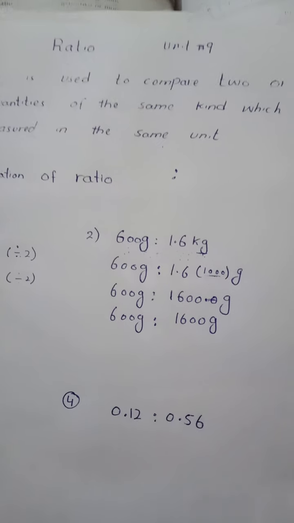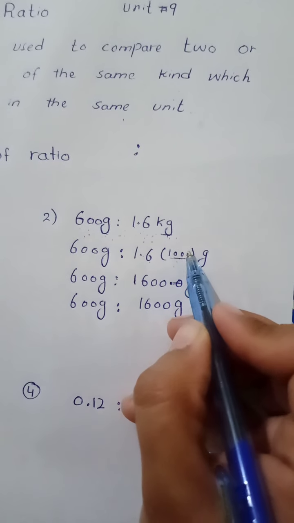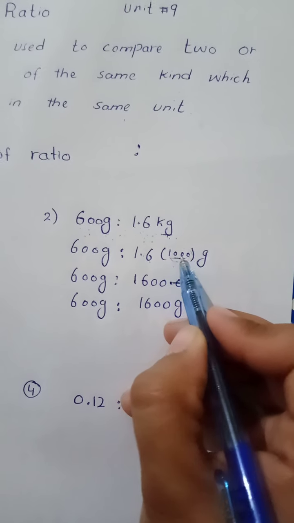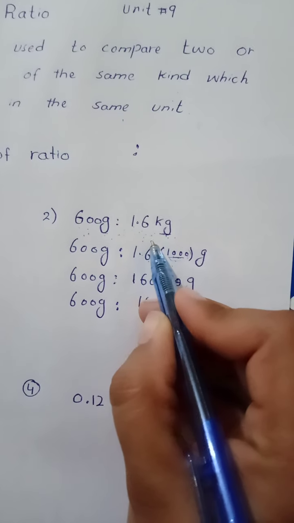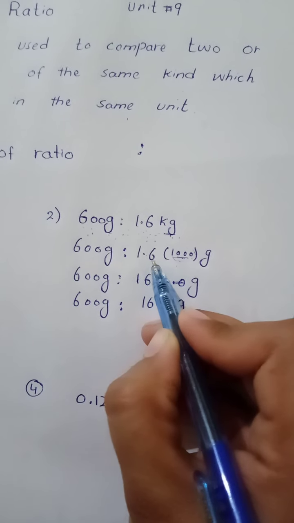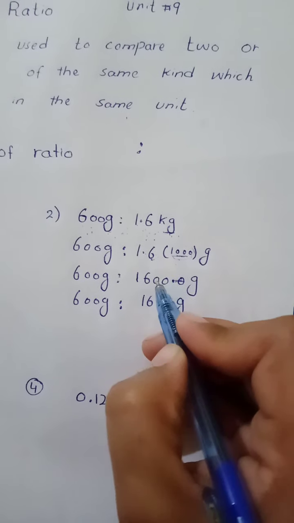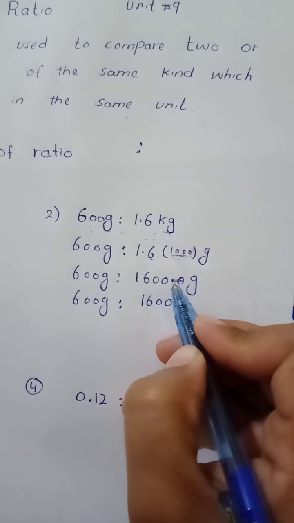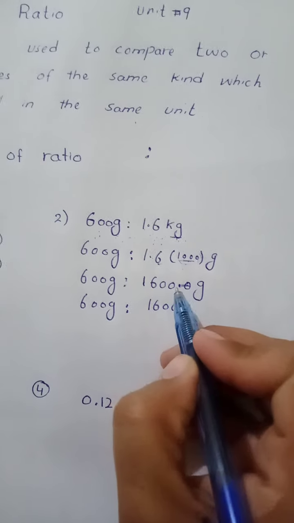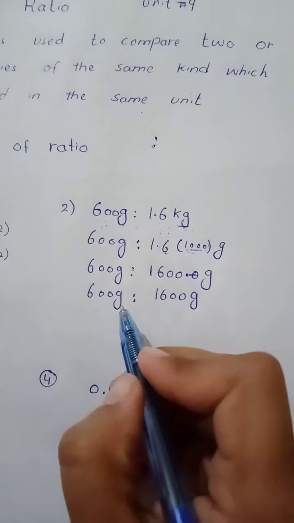Is it clear? When you multiply 1.6 with 1000, you check how many zeros there are. In 1000 you can see there are 3 zeros. It means the point will move 3 digits forward. So you count from here 1, 2, and 3. The second and third digits are missing, so you put 0, and the point comes at the end. The point is removed now and it becomes 1600 gram. Now both units are in gram.